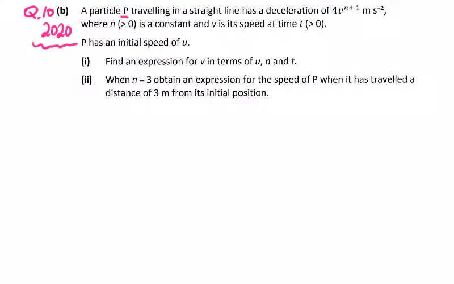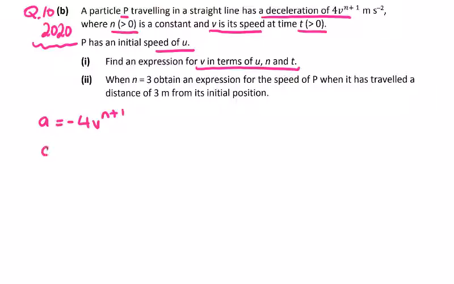Question 20: we have a particle P traveling in a straight line with deceleration, so we can write that down. a is equal to minus 4v to the power of n plus 1, where n is greater than 0 and is a constant, v is its speed, t is greater than 0, and the initial speed is u. We want an expression for v in terms of u, n, and t. So it looks like we're going to let acceleration equal dv/dt here.